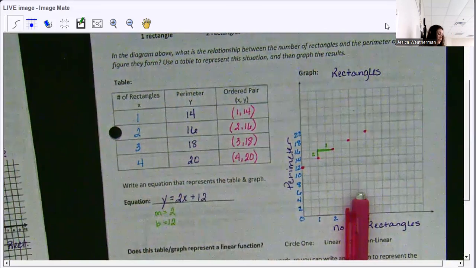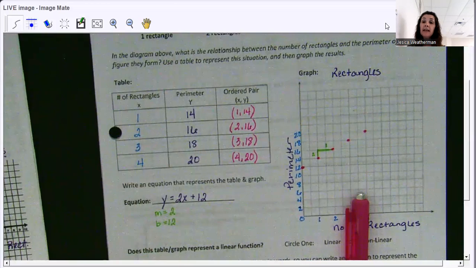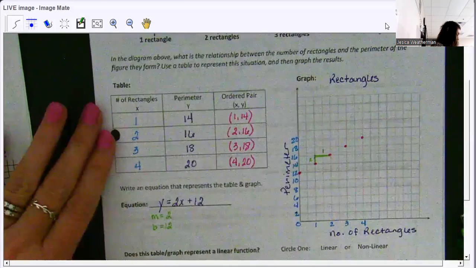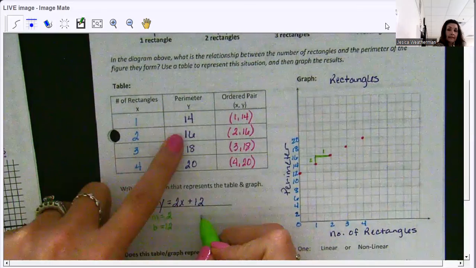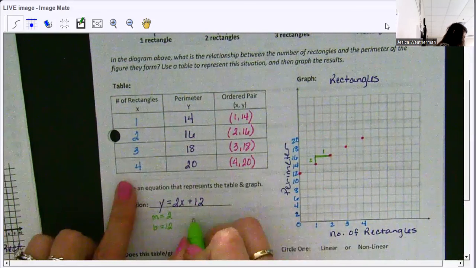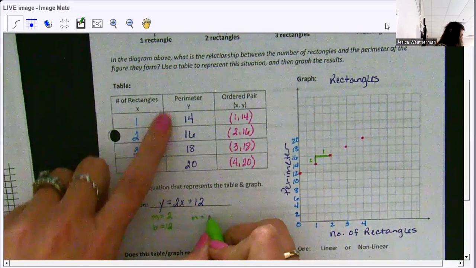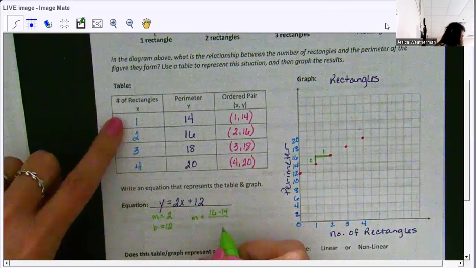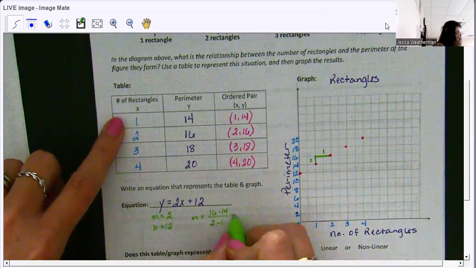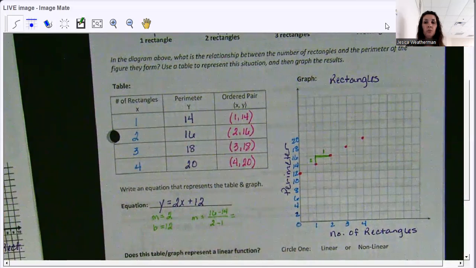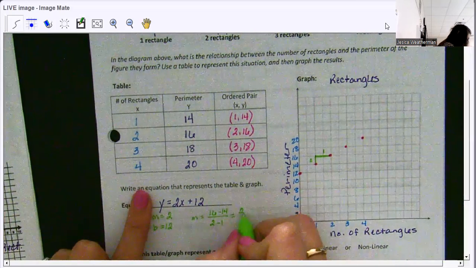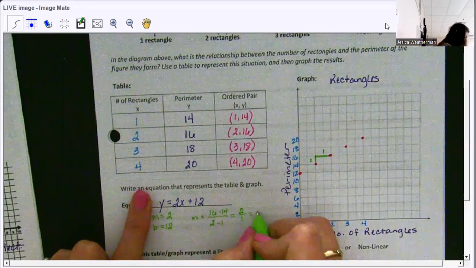All right, so the question then is, what if I didn't have a graph? How could I figure that out? We've done this before, but I'm just going to remind you of what we did here. We used the slope formula and we took y2 minus y1, so 16 minus 14, over x2 minus x1, which is 2 minus 1. And that is how we get our slope. That's just a refresher because we've already done it. So 16 minus 14 is 2, 2 minus 1 is 1, and then we get 2.